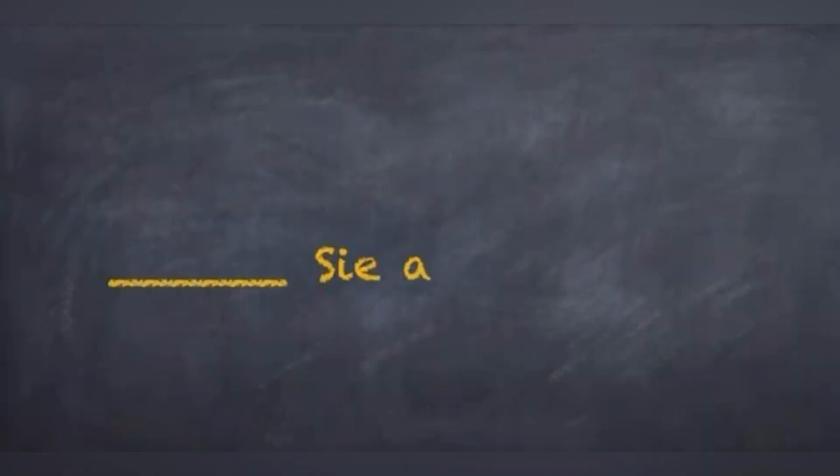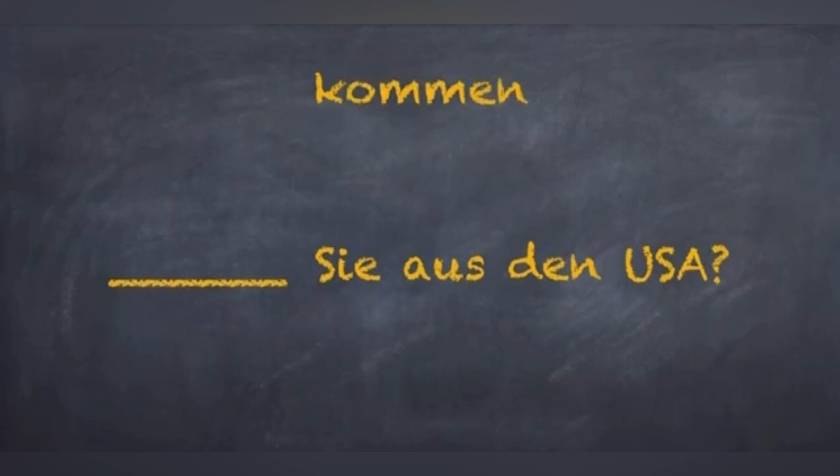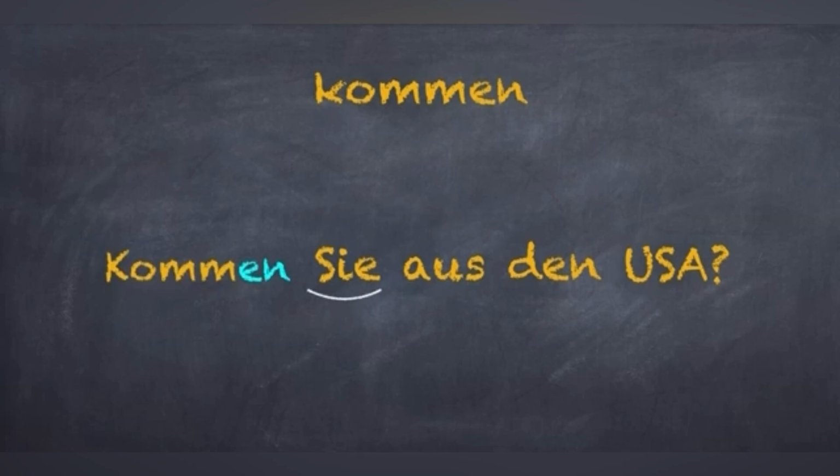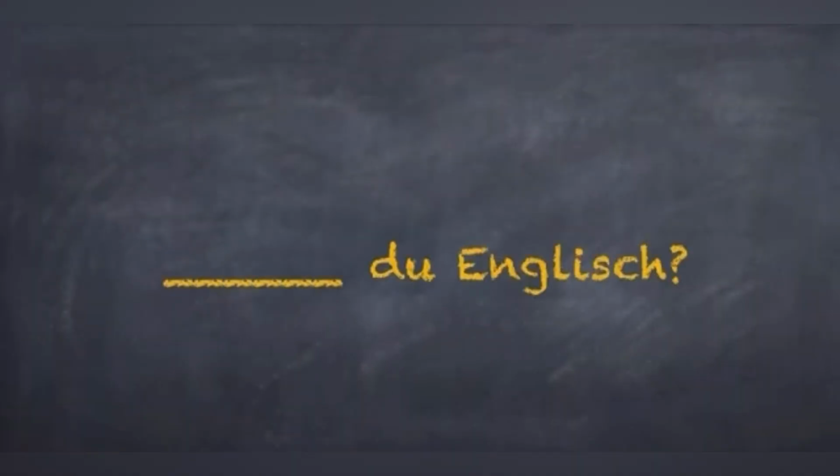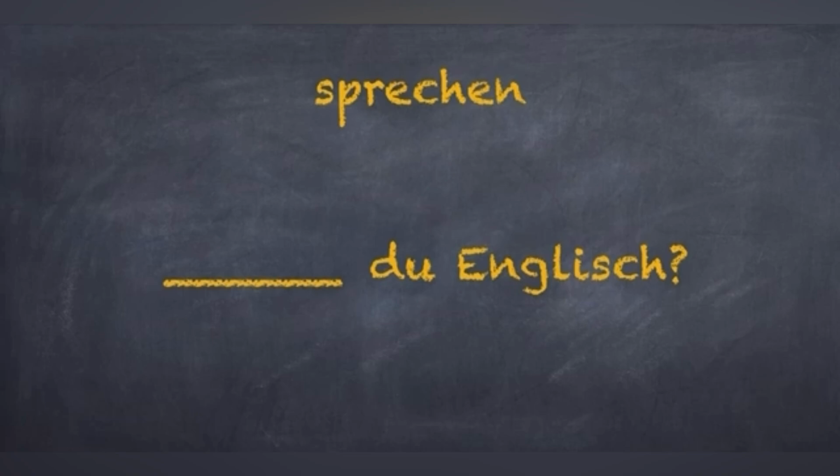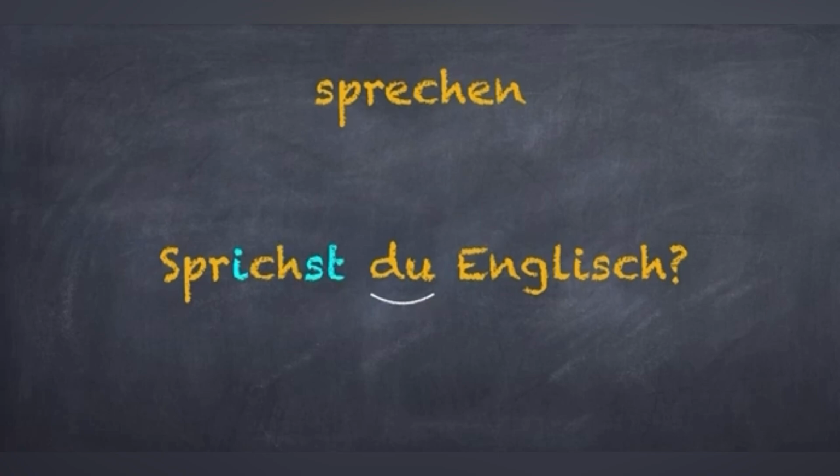Here's the next sentence. And the verb is kommen. The subject in this sentence is Sie. So your answer should be Kommen Sie aus den USA? Let's now move on to the next sentence. In this one, the subject is du and the verb is sprechen. So when you conjugate the verb according to the subject, your answer should be Sprichst du Englisch? Hope you remember that the conjugation here is a bit different.